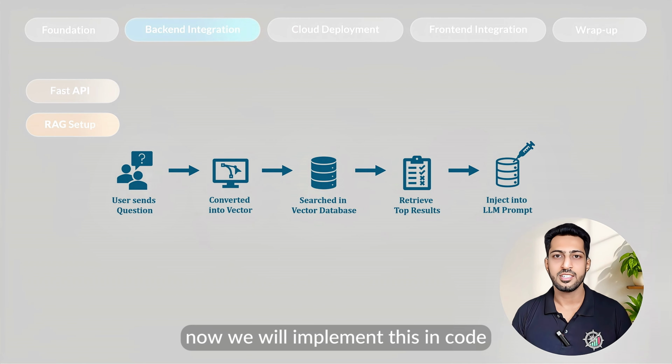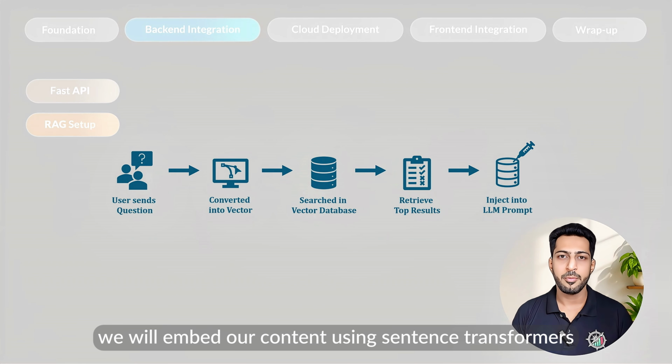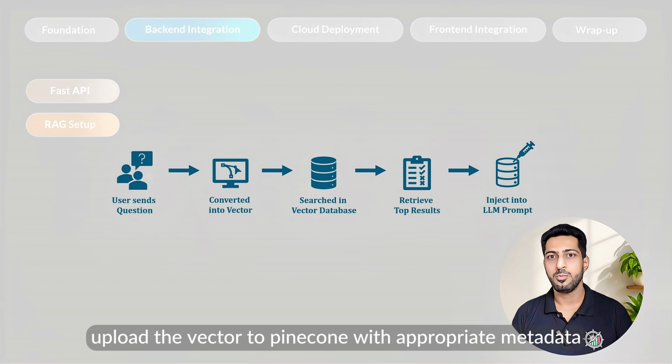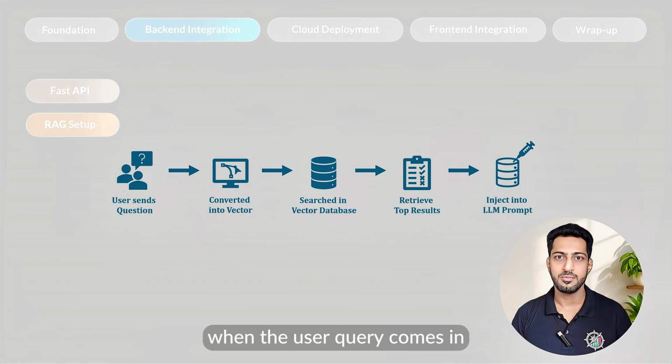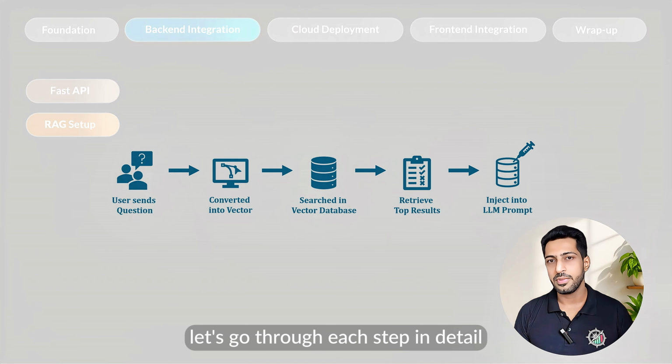Now we will implement this in code step by step. We will embed our content using sentence transformers, upload the vectors to Pinecone with appropriate metadata, and later retrieve the most relevant chunks on demand when the user query comes in. Let's go through each step in detail.